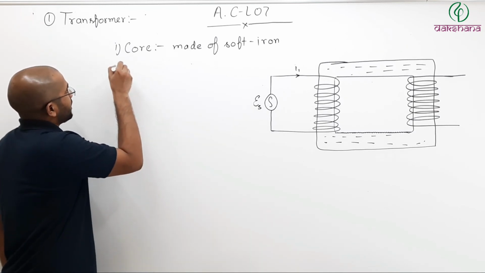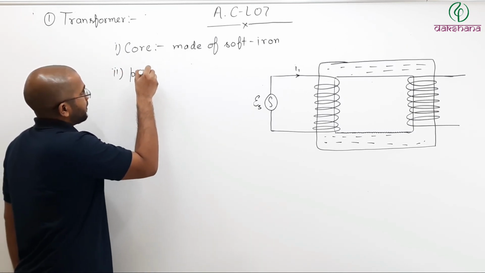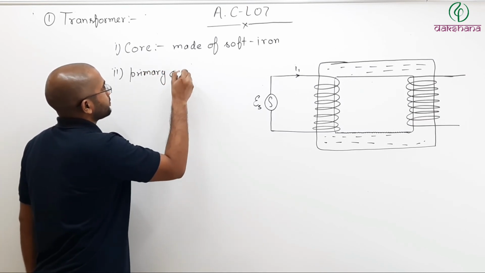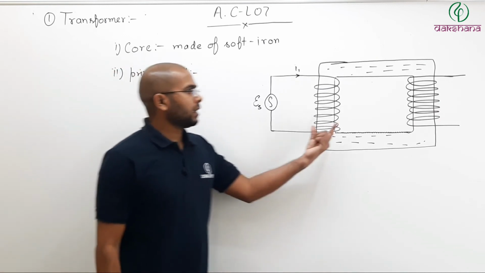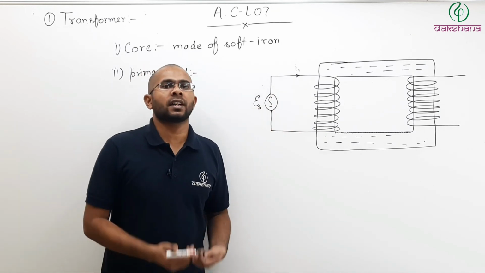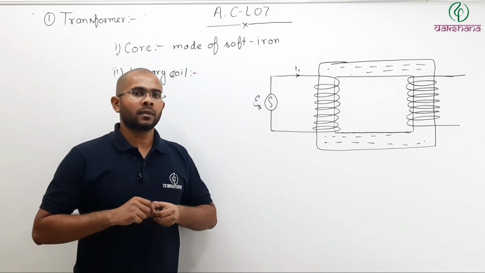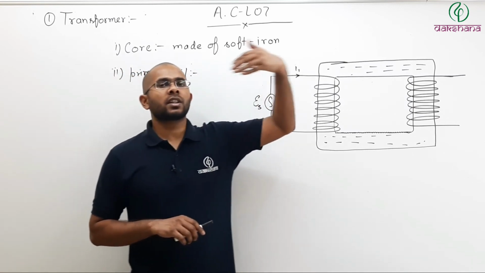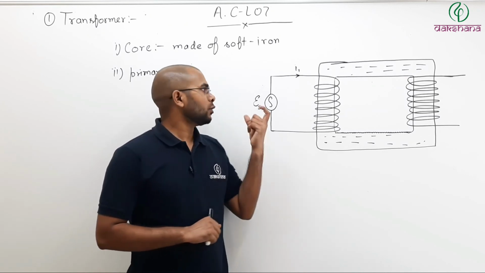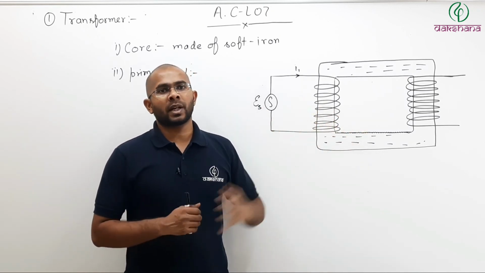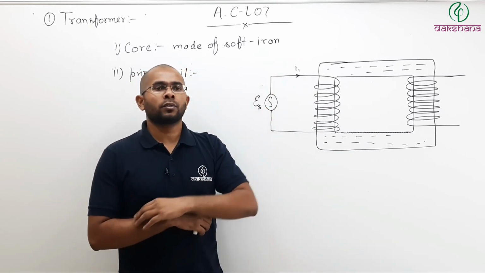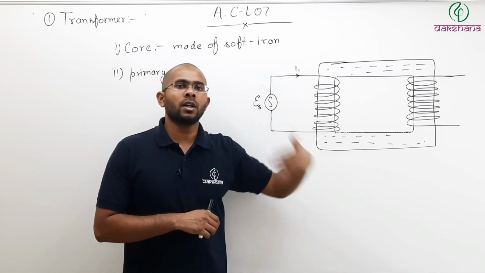The second part is your primary coil. The coil across which your source voltage or source EMF is attached is called the primary coil. Meaning, for example, you want to increase your voltage. Initially you have low voltage, so where the low voltage source will be attached, that will be called the primary coil. If you want to reduce your voltage from high to low, where a high voltage will be attached, that will be called your primary coil.